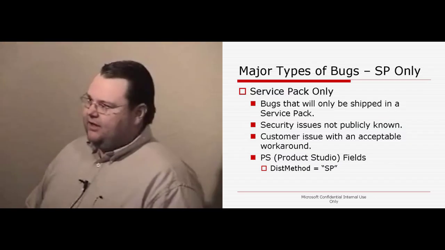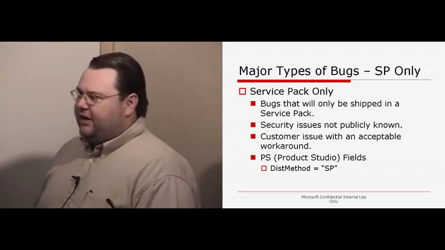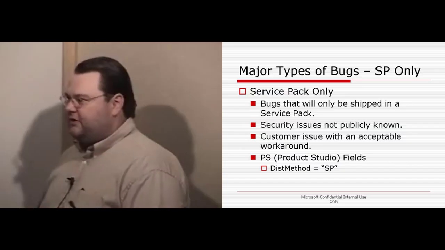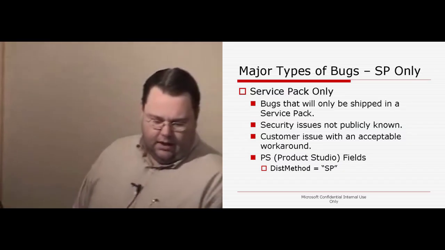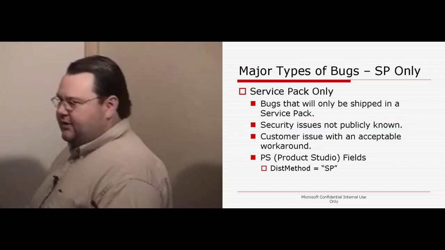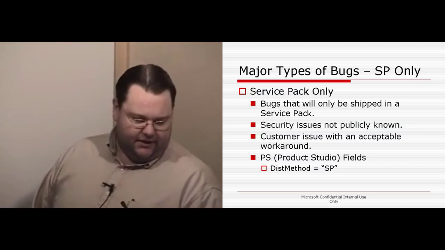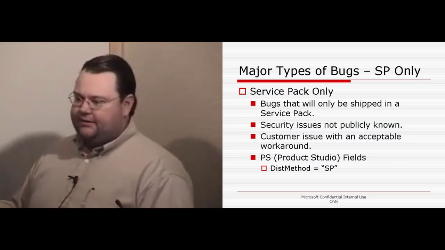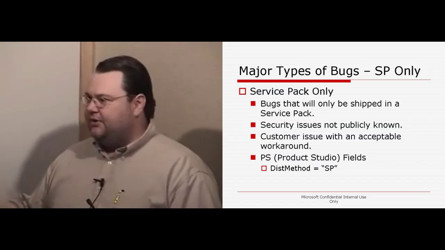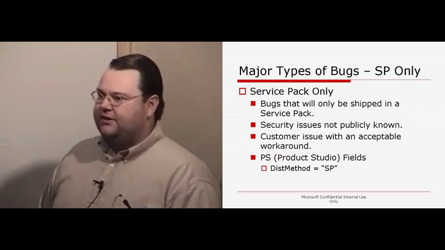Or it's a DCR or a backport from one of the newer operating systems or something like that, but it's a bug that isn't really time critical. It's something that can wait for a few months until our normal service pack ship schedule. In a few minutes I'll flip back to Product Studio and show you the way that we mark some of the bugs. The way that you can tell these bugs, there's one field titled dist method that'll be set to SP. That denotes that it's a service pack only bug, so the only way that it'll get out of Microsoft is in a service pack.